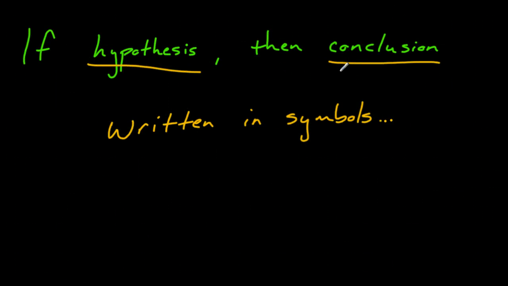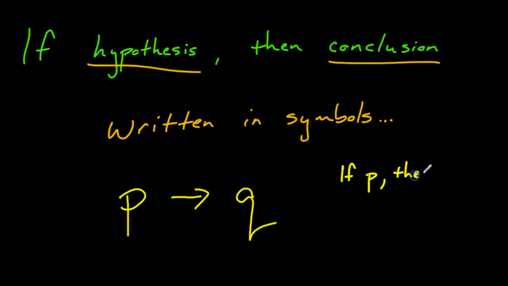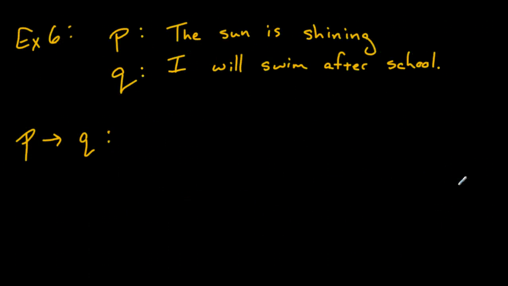So normally we have if, hypothesis, then conclusion. If we want to write this as symbols, we said hypothesis was P. So it's going to be P, arrow, Q. And we don't read it as P, arrow, Q. We read it as if P, then Q. So that little arrow kind of means like if, then.